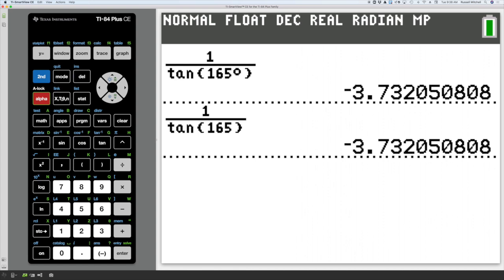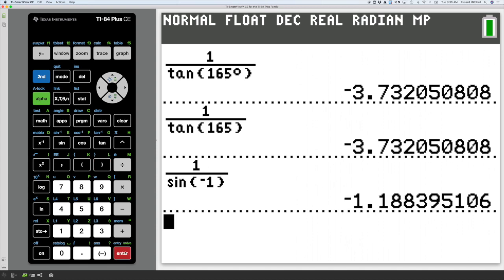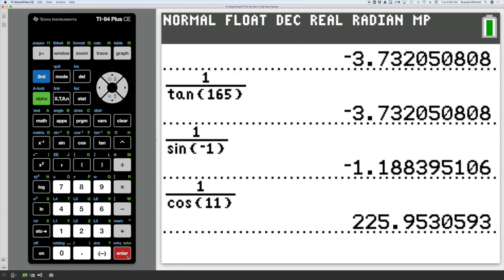So we're going to type second x for the fraction bar, and then 1 over sine of negative 1. And that gives us a value of negative 1.188, okay, because we're going to round to 3 decimal places. Okay, and then we want to do secant of 11, which is 1 over cosine of 11. So fraction bar, and then 1 over cosine of 11. And we get 225.953. So big number, right?